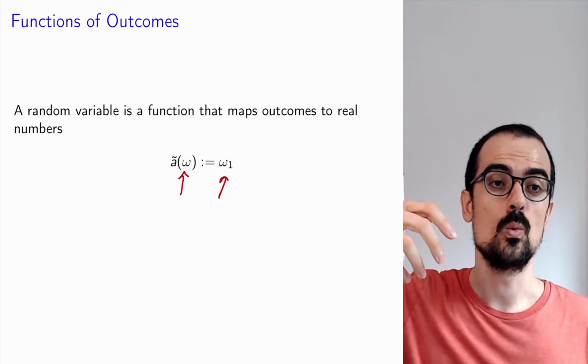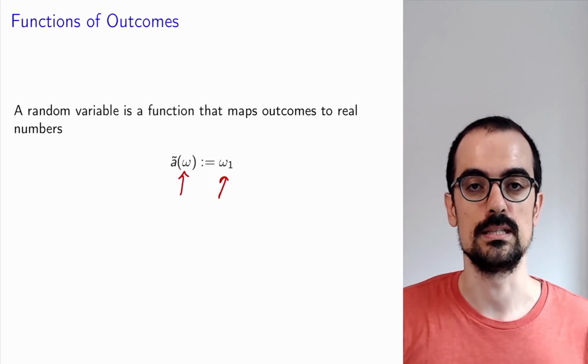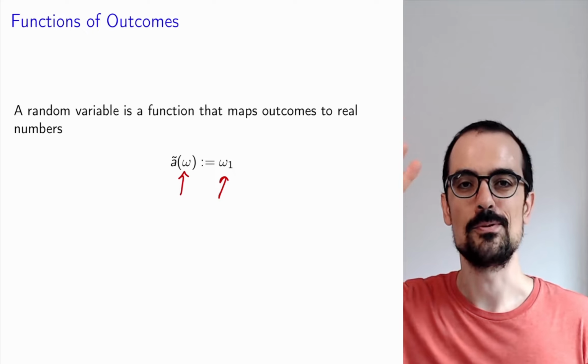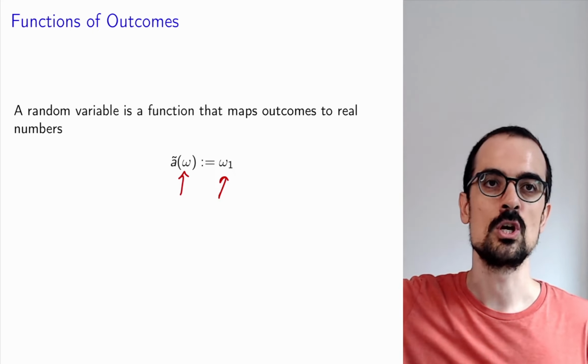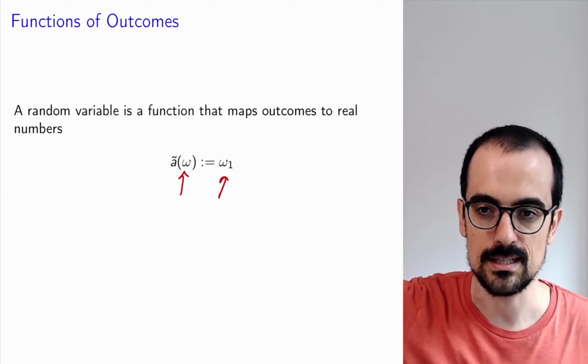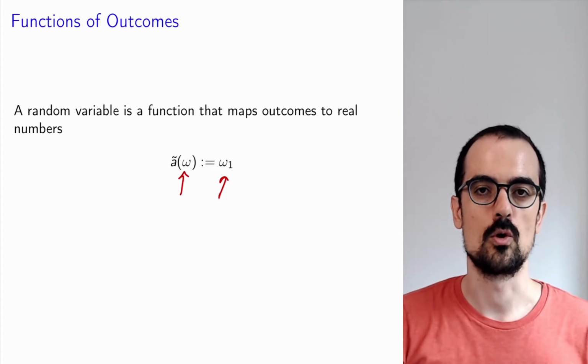So when an outcome is produced in the probability space, remember that we always think of probability spaces as an experiment that is repeated many, many times. When the experiment happens, automatically we get a value for the random variable.